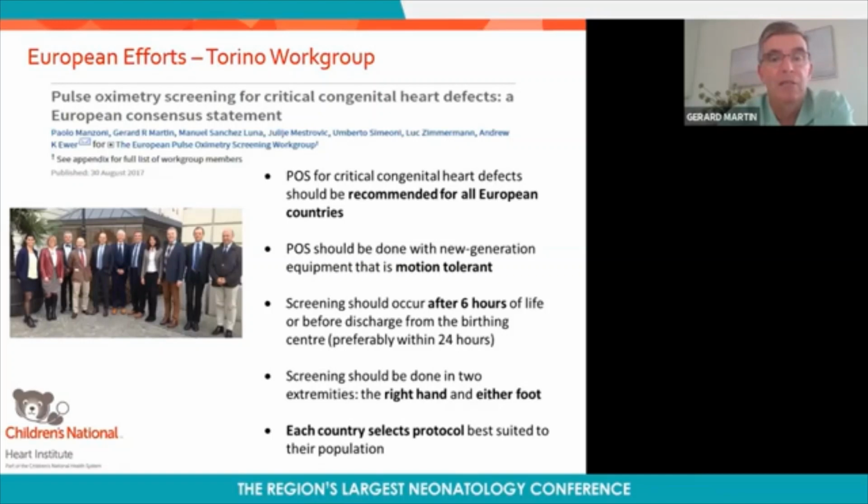Essentially, we did recommend that all European countries adopt pulse oximetry screening, that they use motion-tolerant new generation equipment. Unlike the US, the European model was going to recommend screening after 6 hours and before 24 hours of birth. Like the US model, they did recommend screening both the hand and the foot.